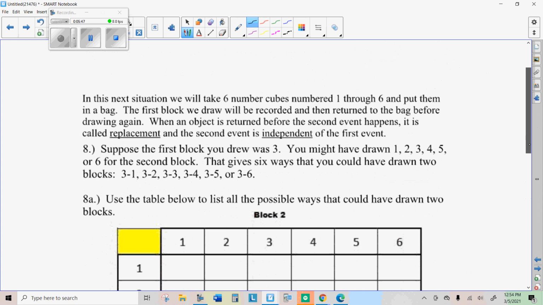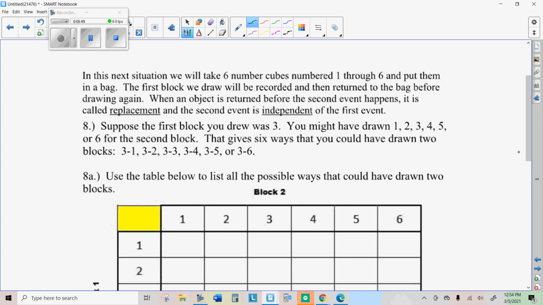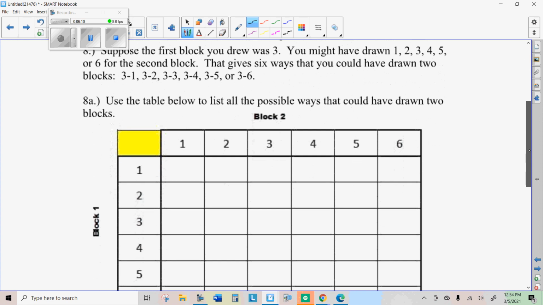All right, in the next situation, we are going to take 6 number cubes, number 1 through 6, put them in a bag. The first block we draw will be recorded and then returned to the bag before drawing again. And then we're going to draw out a second one. So we're going to get 2 blocks. But remember, we put it back in, so we have the choice of that same block twice.